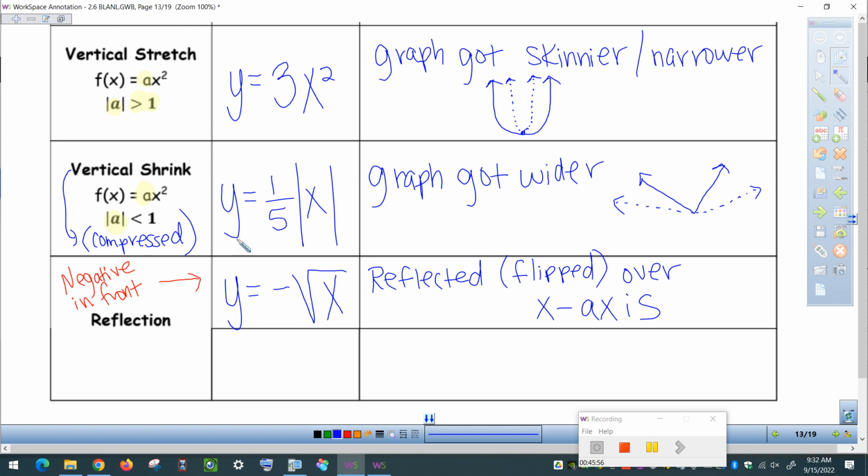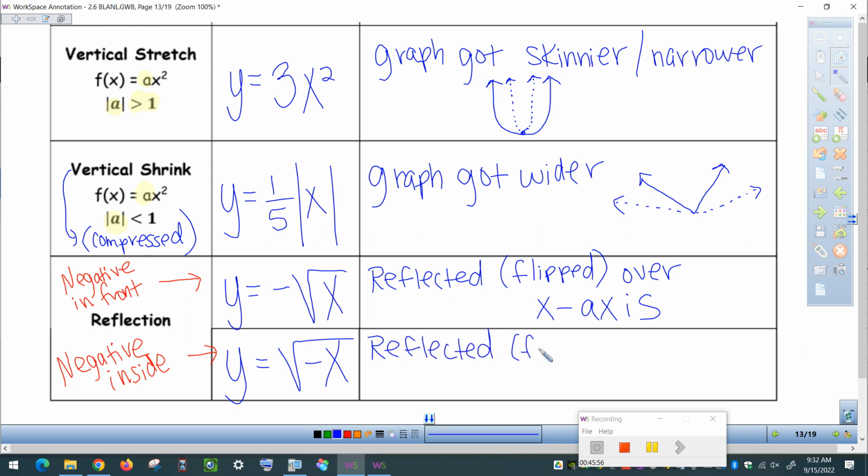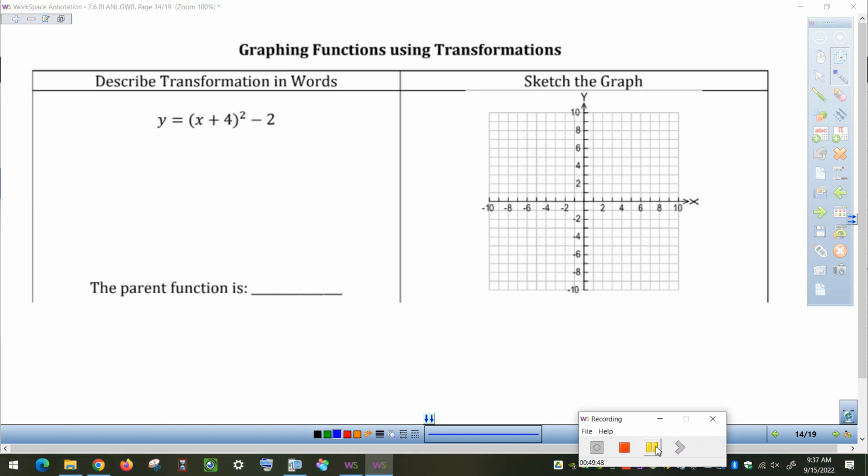All right, and then the other scenario that we had here was looking like this. This is where we had a negative inside of our function. So instead of seeing the negative in front, I'm just going to say that the negative was inside. And for that one, we saw that it reflected or flipped sideways, but what was really happening is it was flipping over the y-axis.